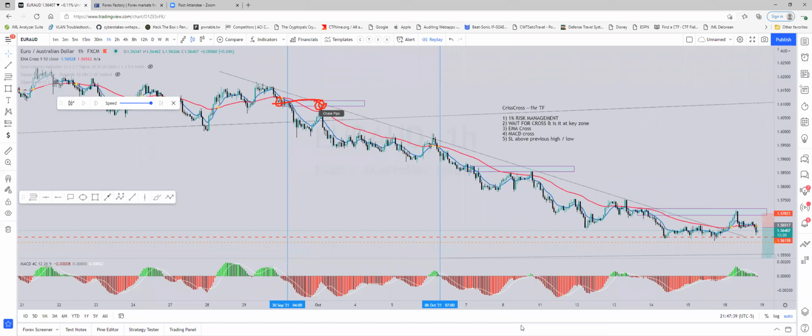The EMAs pulled together. Now this is the 1 hour. So on the lower time frame, you're going to get another cross. It's probably zigzagging here, get a cross and an entry. Zone, trend line, cross. Zone, trend line, cross. Okay, zone, trend line, cross. Is this making sense?